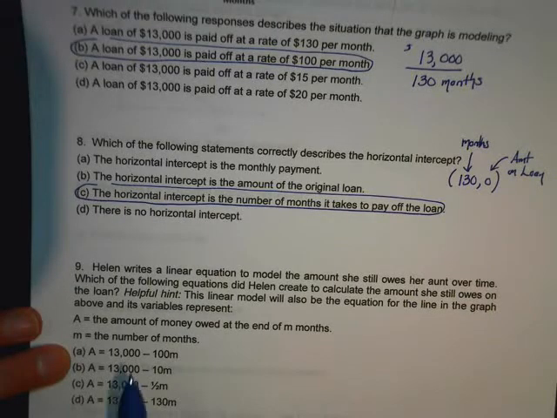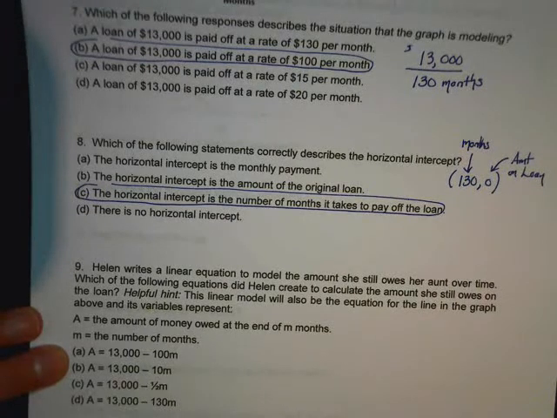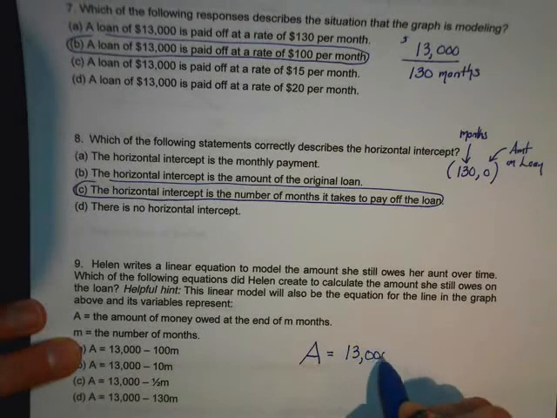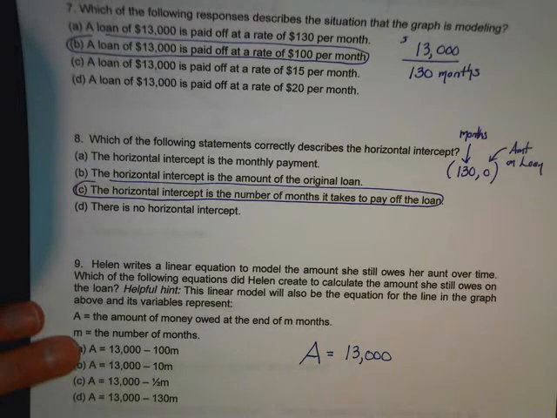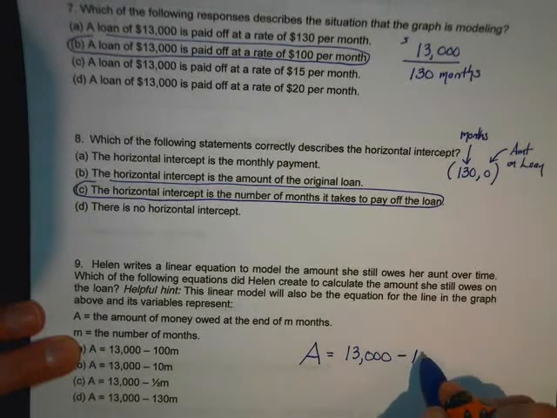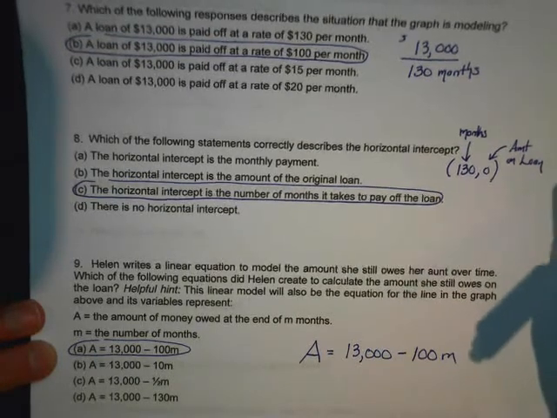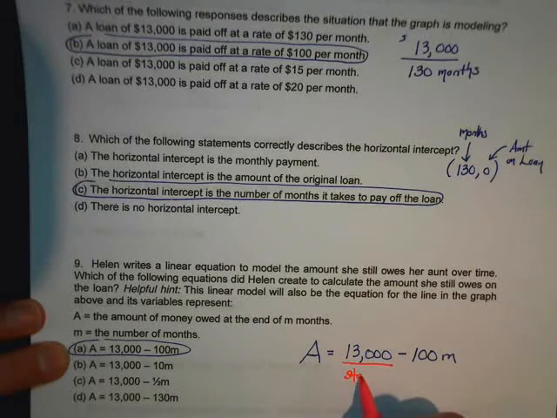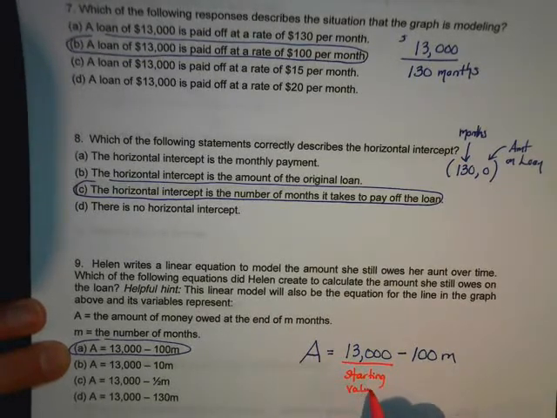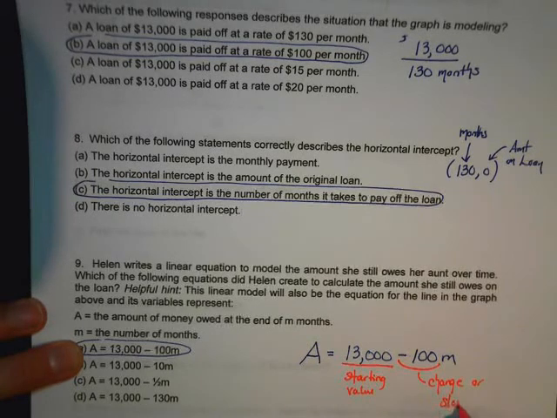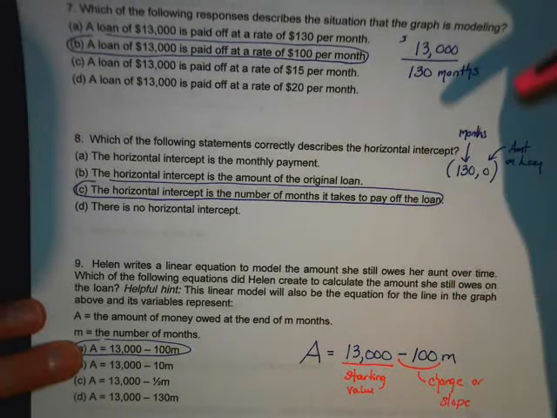Okay, for number 9. Helen writes a linear equation to model the amount she still owes her aunt over time. So the amount of money she owes. Well, what's the starting value? Starting value is $13,000. What's happening every month? Well, it's going to decrease her loan by $100 every month. Do you see which one it is? Yep, it's A. So remember, this is the starting value, and this is the change, or the slope. And it's dropping, that's why it's negative, by $100 every payment she makes each month.